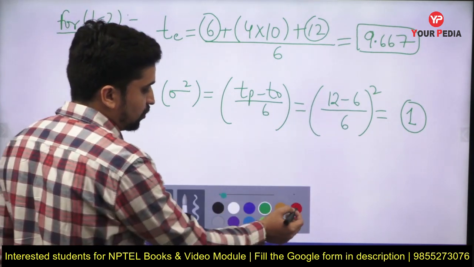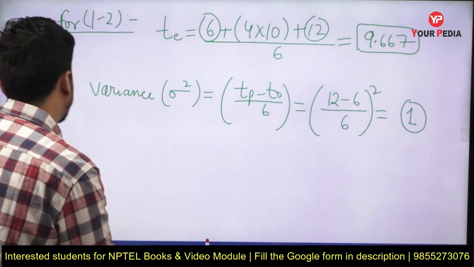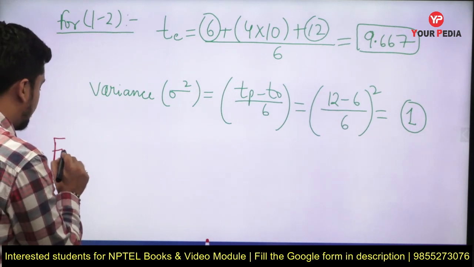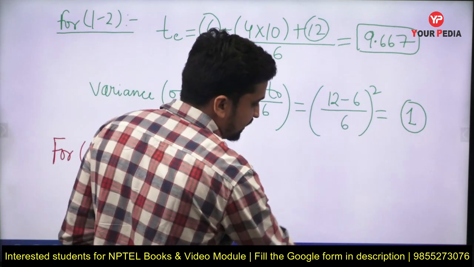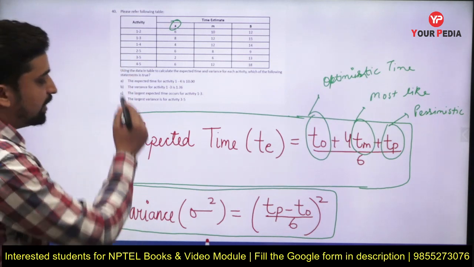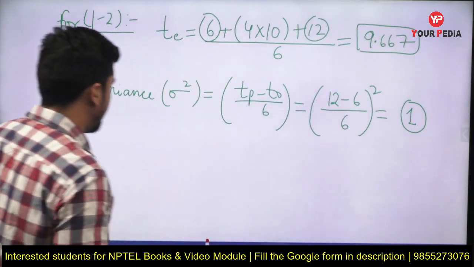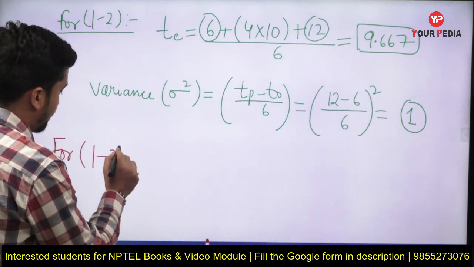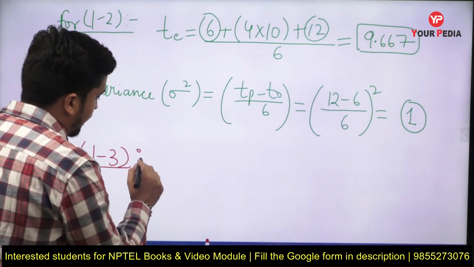After that let us also solve for the next activity, which is 1 to 3. So for activity 1 to 3 now we are calculating the TE and the variance.